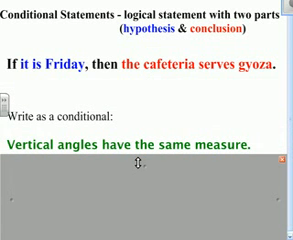So let's see if you can write this as a conditional. Vertical angles have the same measure. So why don't you hit pause right now? Write down what you think this could be in if-then form, and then come back and check.